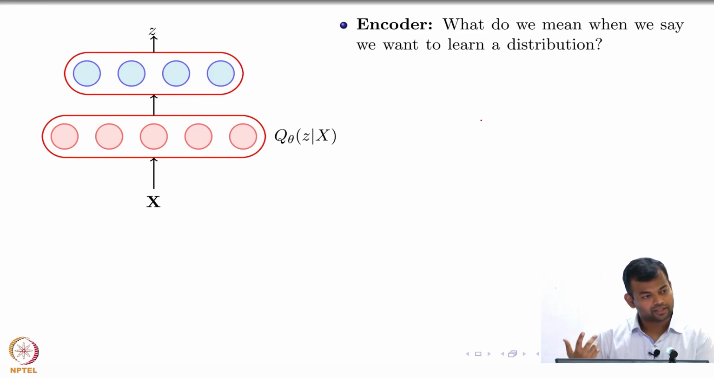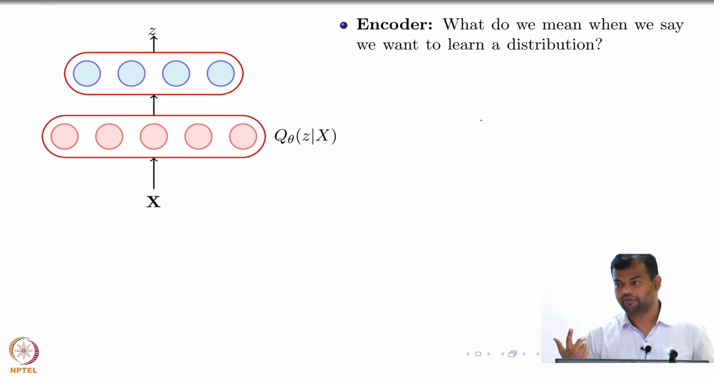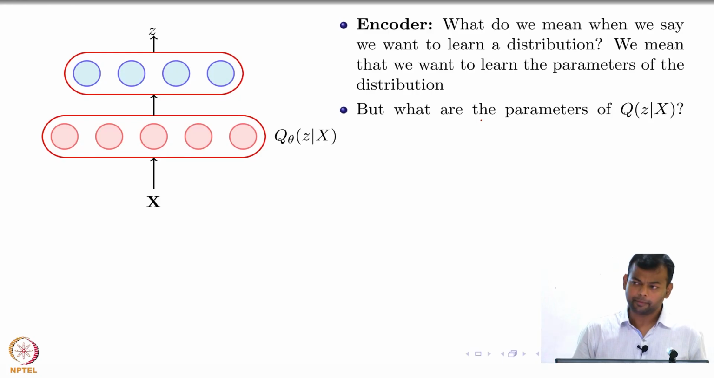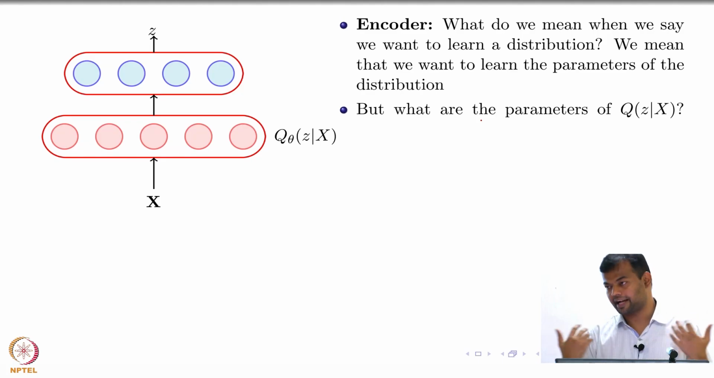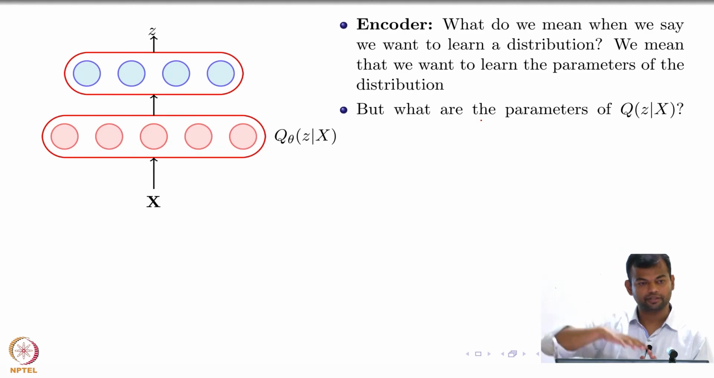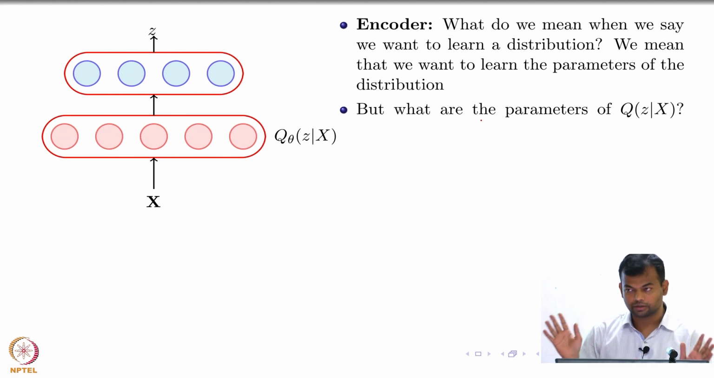So again, the same question, what do we mean when we say we want to learn a distribution? We mean that we want to learn the parameters of the distribution, right? But what are the parameters of Q of z given x? I said I want to learn this distribution, that's very clear. And when I told you that, you also told me rightly that what I'm actually saying is I want to learn the parameters of this distribution. But what are the parameters of this distribution? No, that's the parameters of the parameters, right? The weights of the neural network are the parameters of the distribution. But what are the parameters of the distribution? So I have not told you that, right?